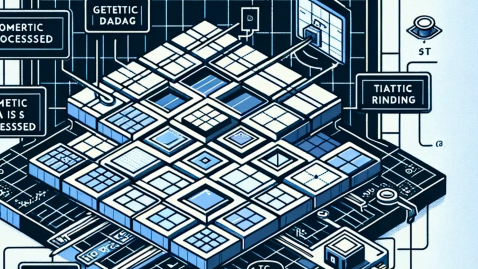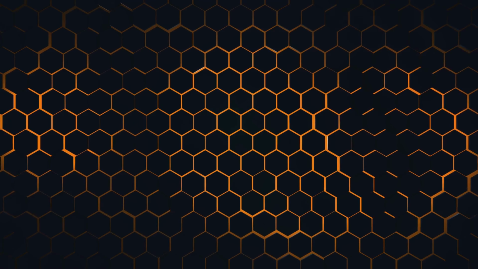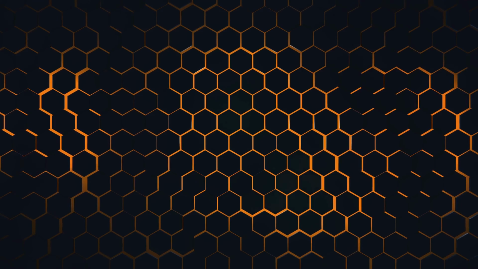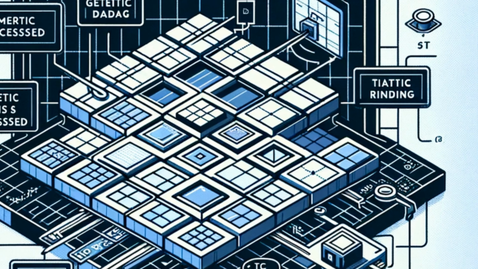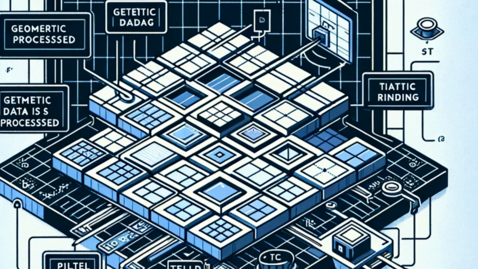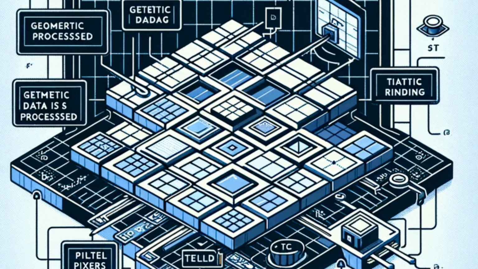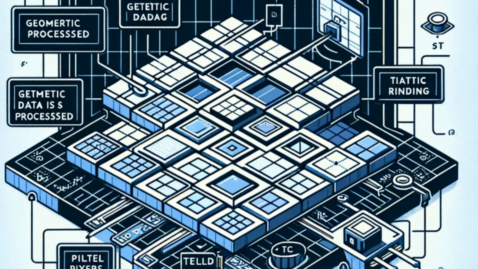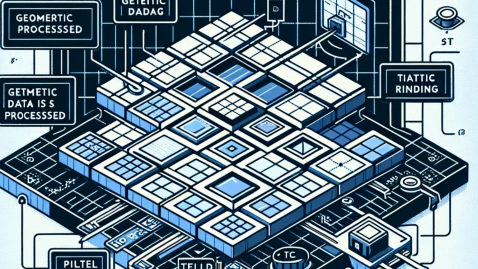Think of it like painting a wall. Instead of painting one brush stroke at a time across the entire surface, TBDR is like dividing the wall into sections and painting each section completely before moving on to the next. This allows the GPU to work more efficiently, reducing redundant calculations and memory bandwidth usage.